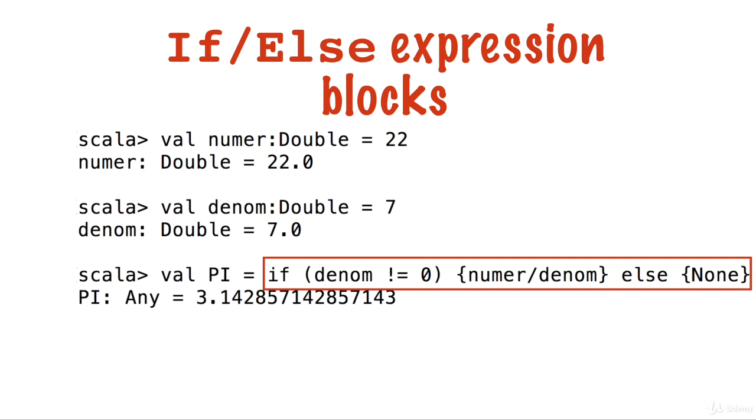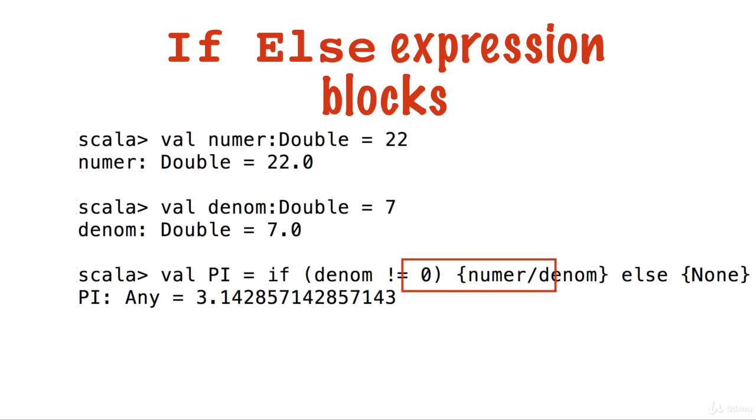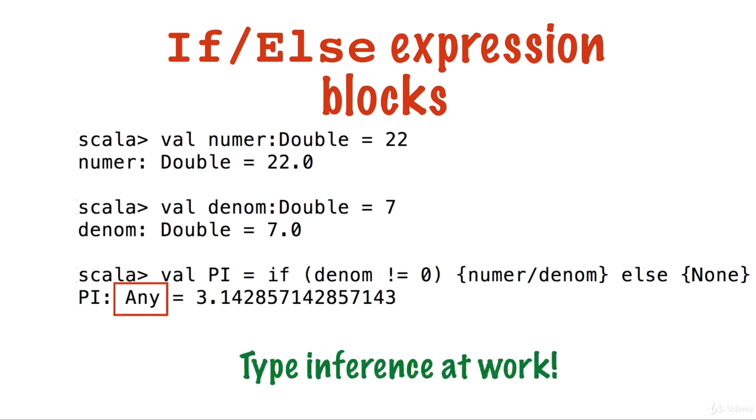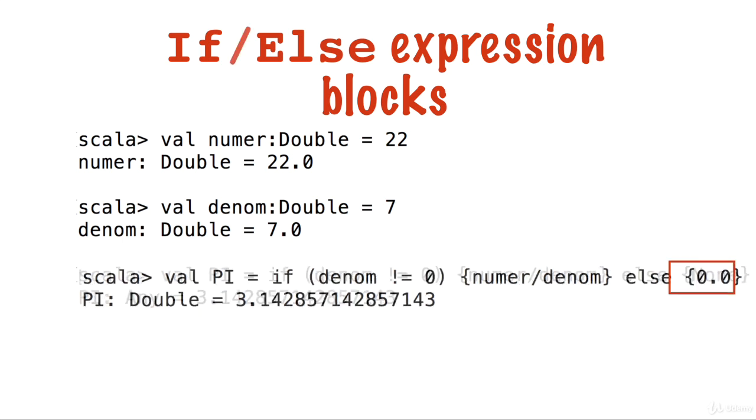Here, the last statement, the highlighted statement, has an if followed by a condition. The condition tests whether denom, the value denom, is 0. If it's not 0, the return value is the fraction, numerator divided by denominator, else the return value is None. None, of course, is a special value in Scala. The Scala compiler is smart enough to realize that our if-else expression might return either None or a Double, and that's why the combined return value is treated as Any. This here is type inference at work.